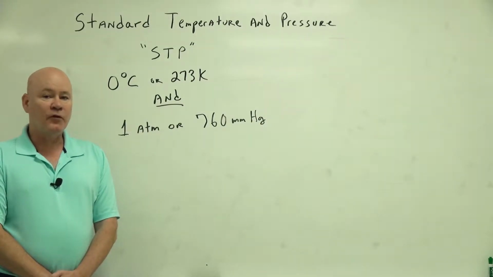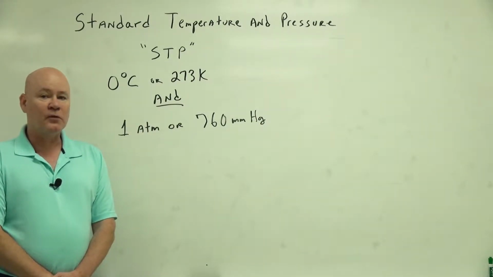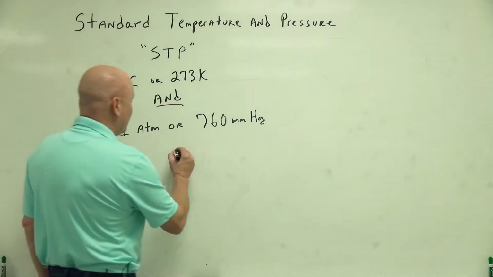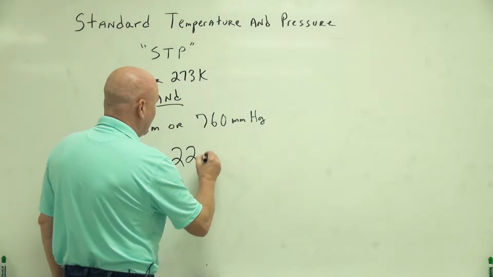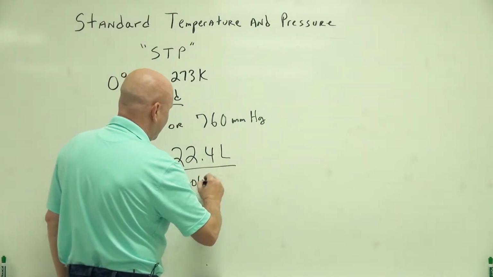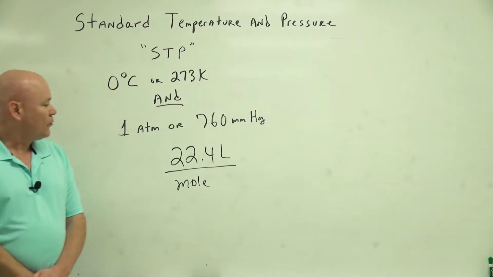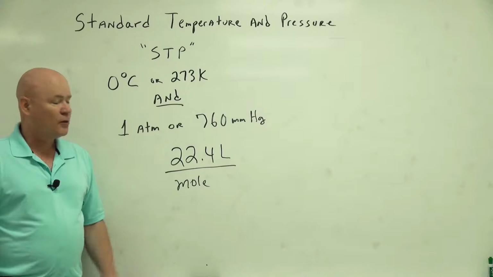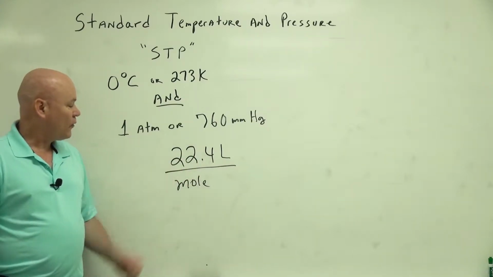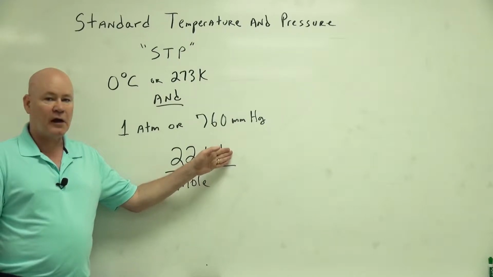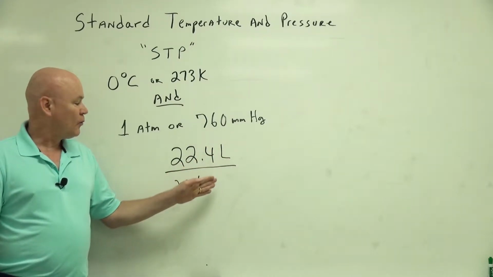Now, when we have these specific values for temperature and pressure, we will get a conversion factor, 22.4 liters per mole. It's a conversion factor because it has a set of units on the top and a set of units on the bottom. With this conversion factor, we can go from moles of a gas to liters of a gas, and from liters of a gas to moles of a gas.